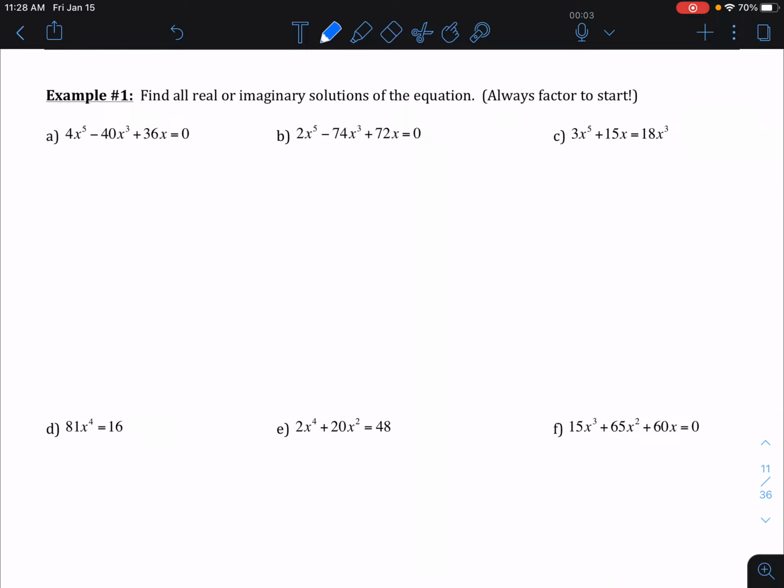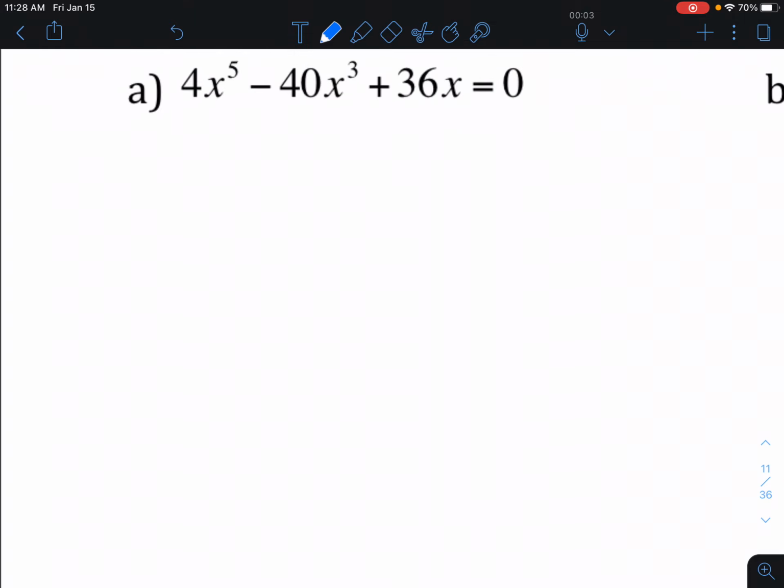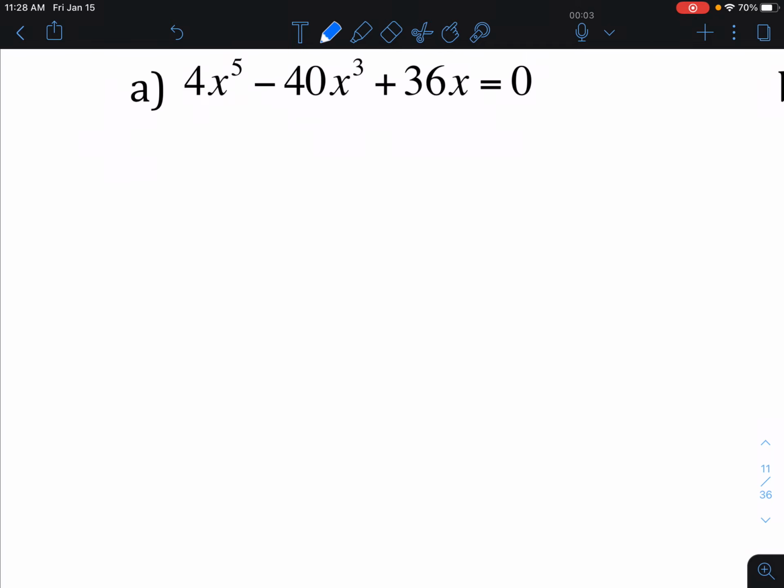We have equations here. We are going to find all the real or imaginary solutions. Remember that imaginary solutions have the letter i in them. And remember, always factor to start these off. So remember that in order to solve an equation by factoring, we must set it equal to 0. Then we always do our GCF check. So do I have a GCF here?